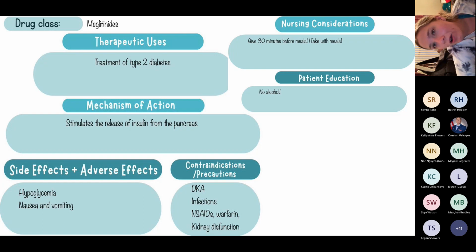Up next, we have our meglitinides. I'll butcher that till the cows come home. But essentially, this helps stimulate my pancreas to release a bit more insulin, if you will. We give this 30 minutes before meals and absolutely no alcohol. Okay.